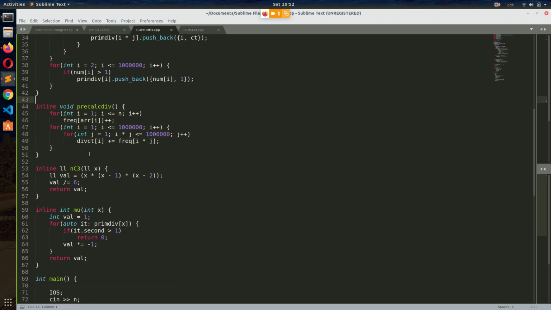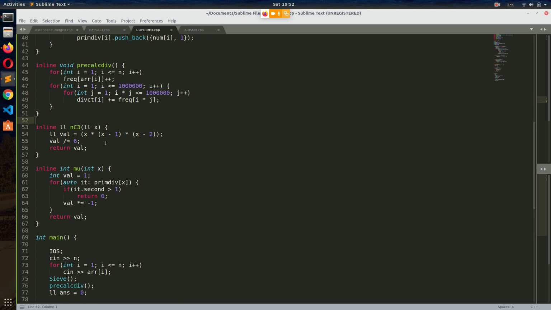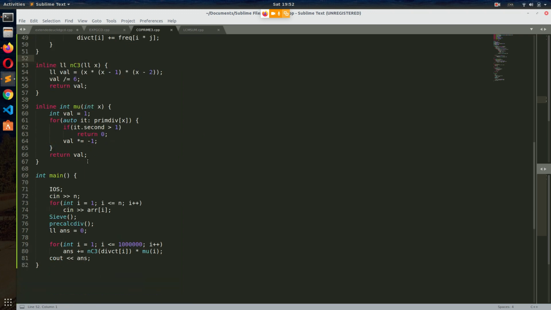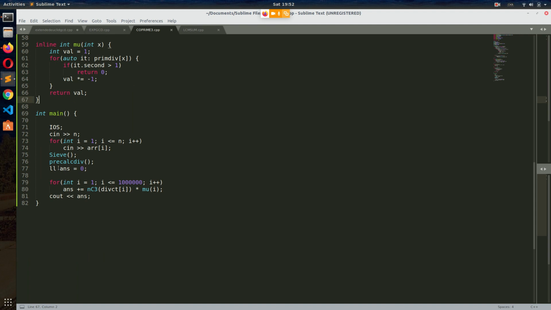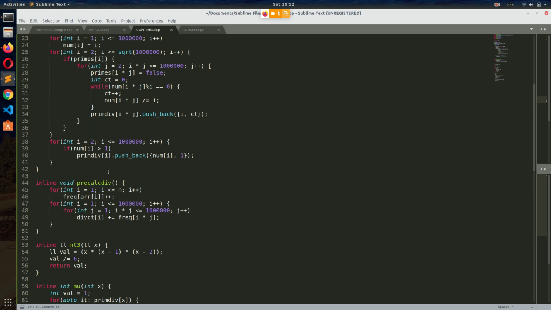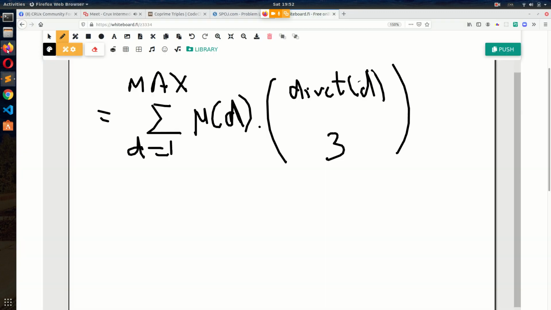Alright, so this is done. NC3 is just a helper function for me, and mu returns the Mobius function for the x value. You can iterate over the prime factorization and check if any exponent is greater than 1 at any point. If it is, then return 0, otherwise just multiply with -1 and return the value. And there onwards it's pretty straightforward, just calculate the sum from there. Everyone got how this is done? Is there any doubt in this? Okay, I don't think there's any doubt.